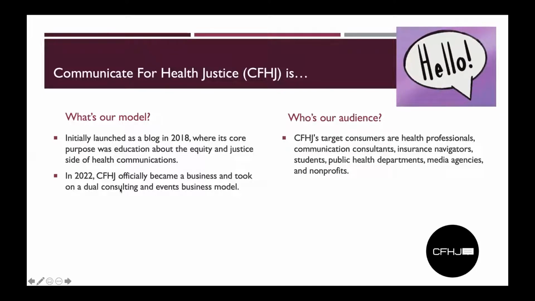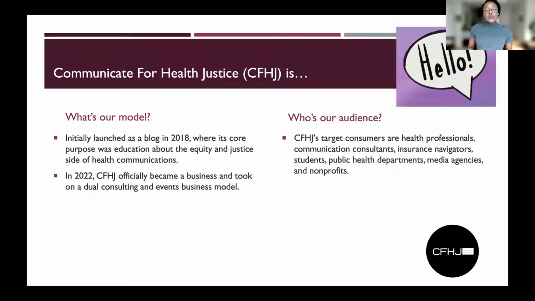So in addition, and I think I mentioned this a little bit on the last slide, in 2022, earlier this year, I actually wanted Communicate for Health Justice to take on more of a business model. I have followers and partners from way back in 2018, and I kind of liked that I created it that way, where it wasn't initially a business model, because it allowed me to genuinely connect with people and genuinely try to build bridges and relationships that weren't necessarily transactional at that point. And so now I'm able to facilitate those connections and continue that authenticity.